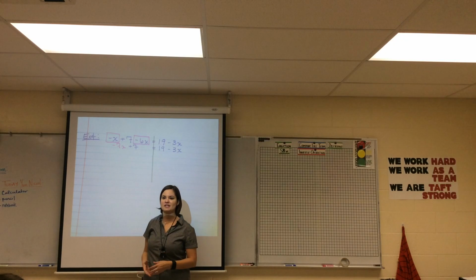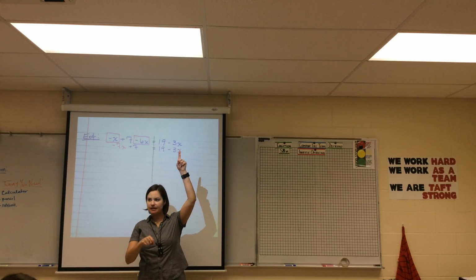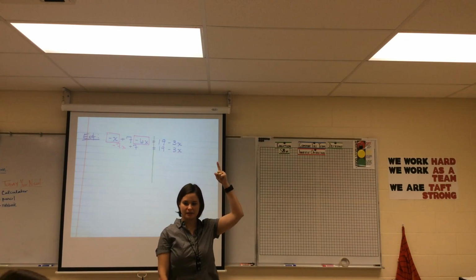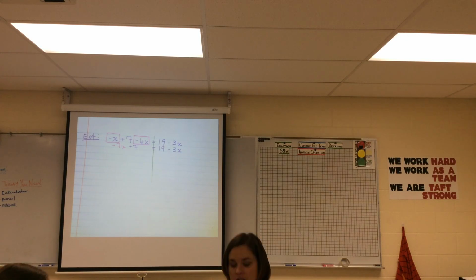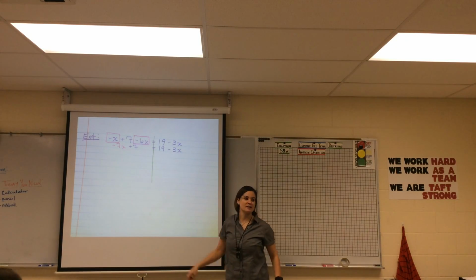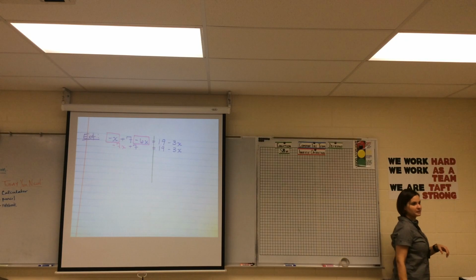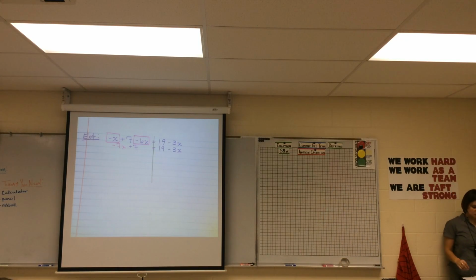So when I think of positive and negative numbers, I think of positive as being up, negative as being down, right? So negative 7 is smaller. Does that help a little bit? That's just one way to think of it.